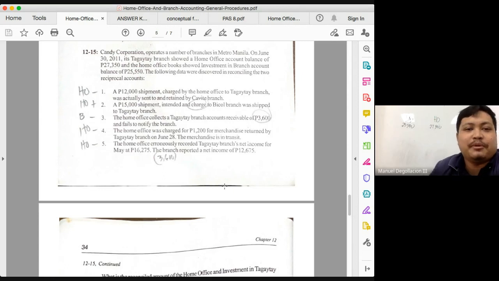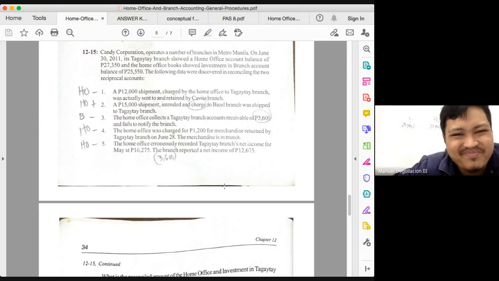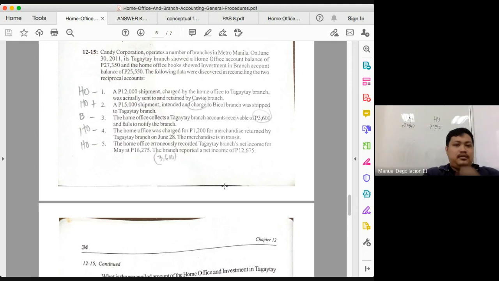Okay, so what entry was prepared by the home office here? Debit, investment in branch, Nova branch, and credit, shipments to branch, Nova branch. Because this is what will happen in the books of the home office kasi it will maintain separate accounts for each branch that it has. Okay, but unfortunately, it did not actually go to the Nova branch, but it was retained by QC branch.